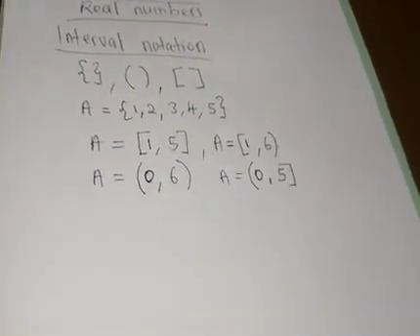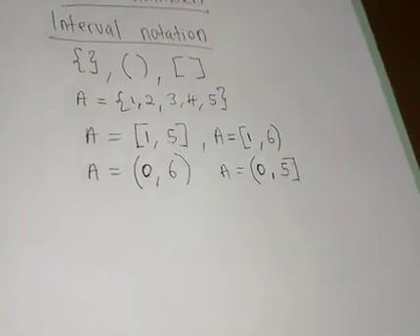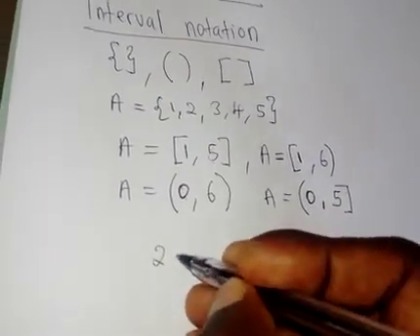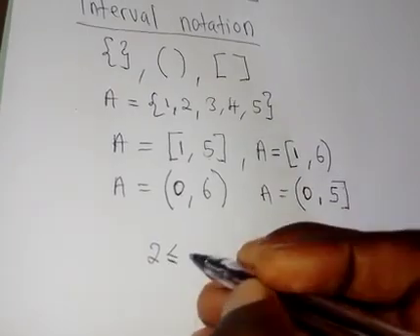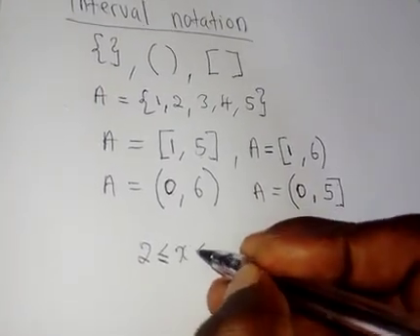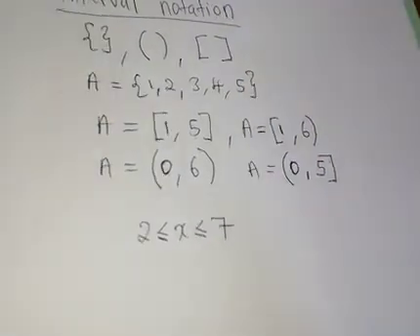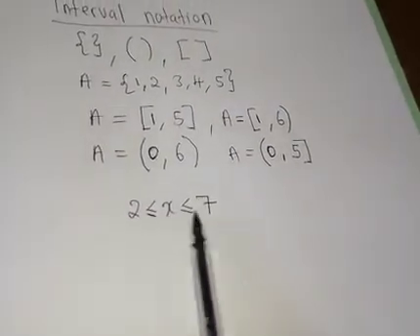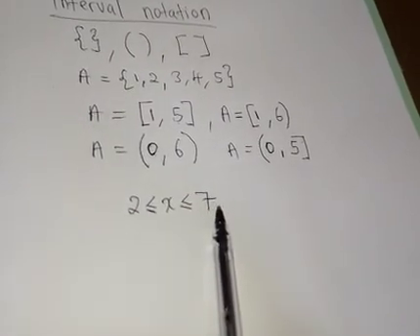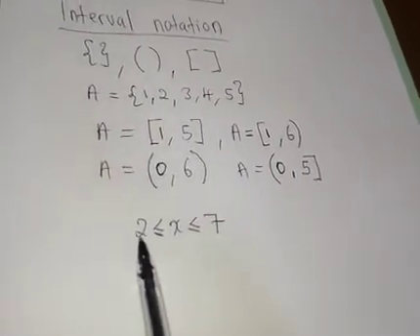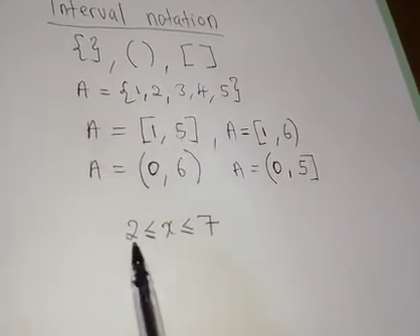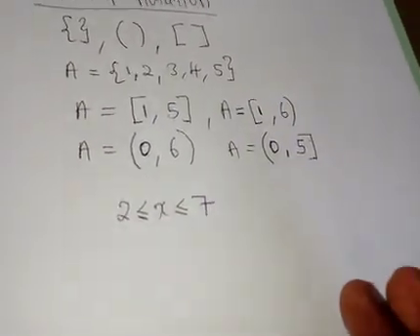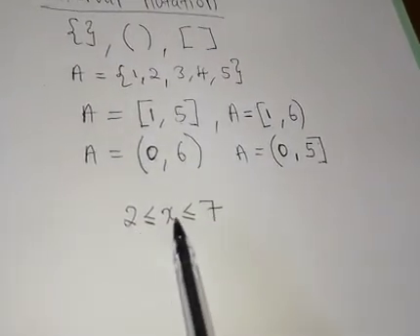Now for real numbers, let's say we have a situation where 2 is less than or equal to x less than or equal to 7. So here we have a lot of numbers between 2 and 7. Between 2 and 7, there are a lot of numbers. Apart from 2, we can't go direct to 3. Even 2.1, 2.2, 2.001, 2.002, and so on. All those numbers are between 2 and 7.